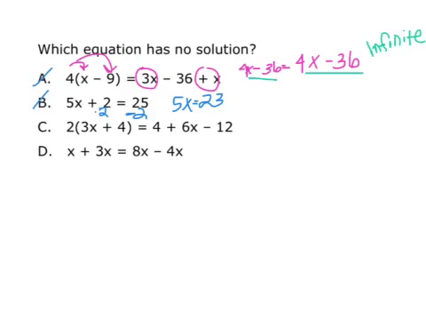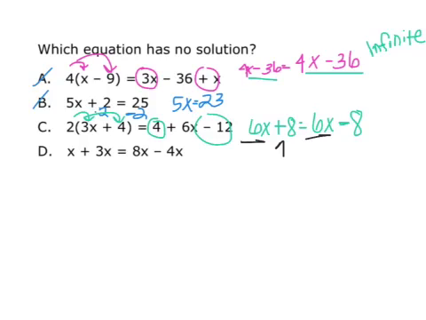Let's take a look at c. I got to distribute first, so 2 times 3x is 6x, and 2 times 4 is 8. I can combine my like terms. I have a positive 4 and a negative 12. My 6x, there's nothing to combine. A positive 4 and a negative 12 is going to give me a minus 8. Okay, so when I look at this, I see that I have the exact same amount of x's on both sides, but my constants are different. I have a positive 8 and a negative 8. That's different. Up here I had the exact same constant with the sign.